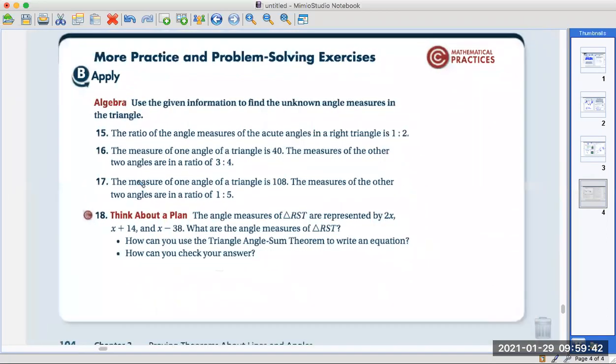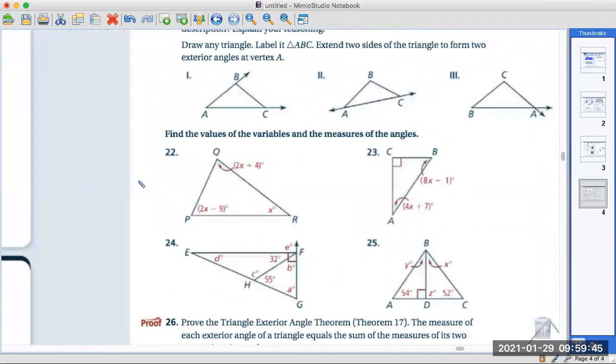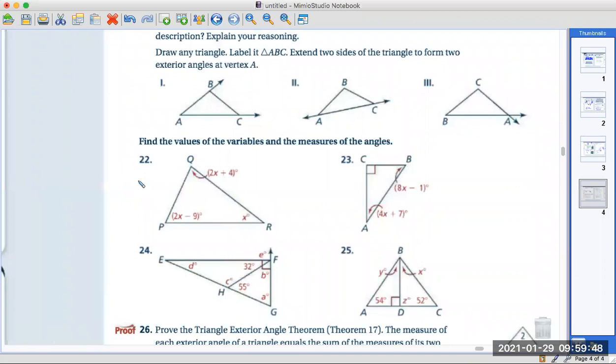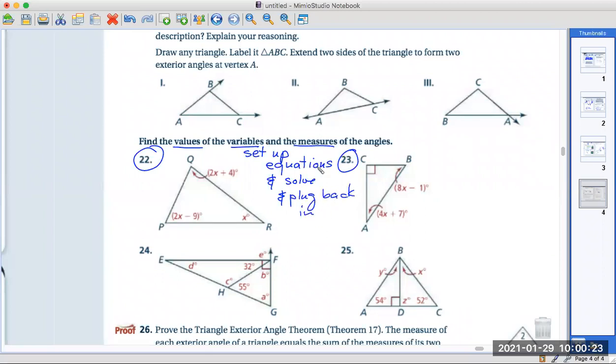And then on the next page, we're on page 105, you're going to do 22 and 23. Those are the hardest ones, but I expect you to try them. You have to set up equations because it's involving x, and solve. Then you have to plug it back in because it's asking for the measure. Find the values of the variables, like x is blah, blah, blah, and then plug it back in to find the actual measure. Let's see who can figure these out correctly. Okay, that's it. Good luck to you guys.